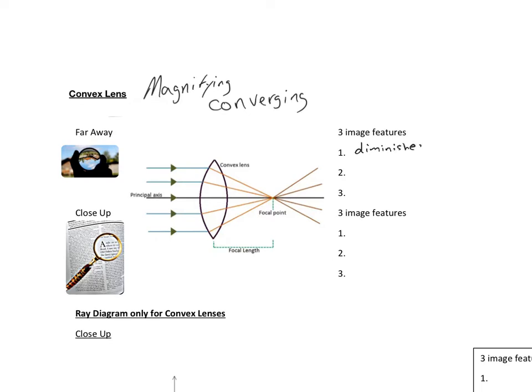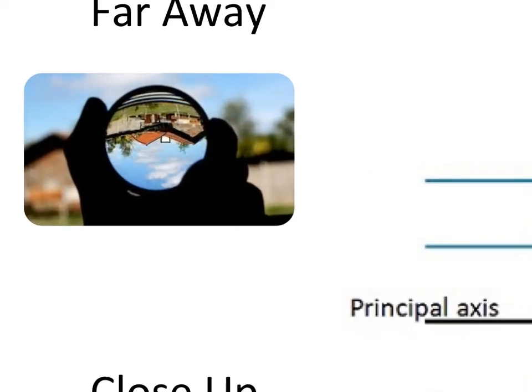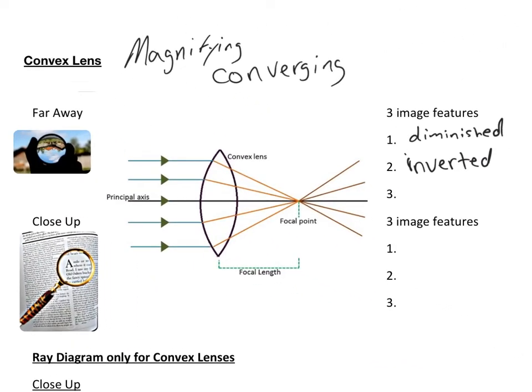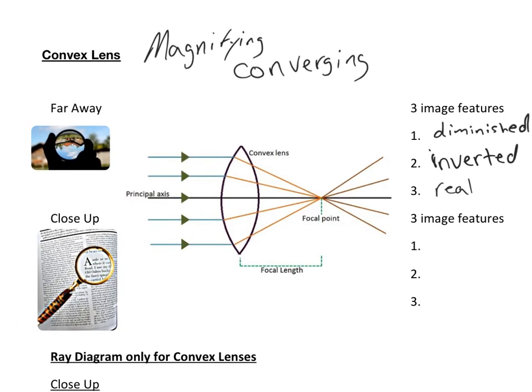All right, it's smaller than it normally is. It's inverted because that house is flipped upside down. In general, chimneys do not operate pointing upside down. And then finally, it is a real image. And again, we have to get to that later. I'll show you what that means in just a second.